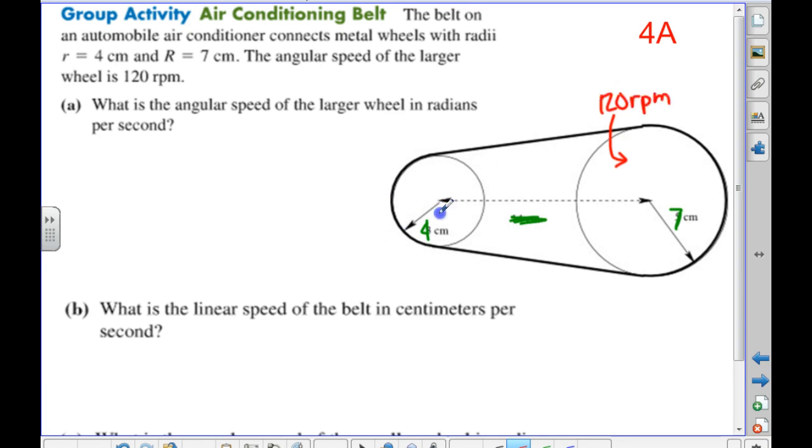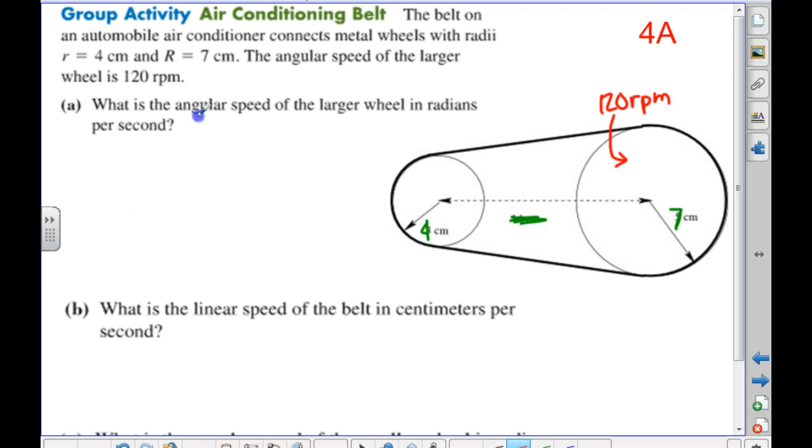Is this one turning 120 RPMs? More, probably. It has to turn more times to keep up, yes? Yeah. I get it. That's what I'm thinking. 7 to 4 times 120. But to answer all the questions along the way, we're going to have to do some converting.